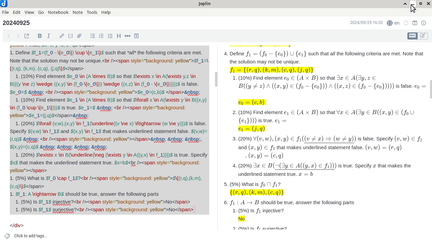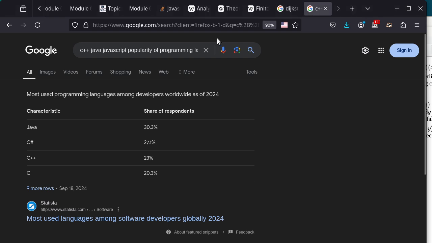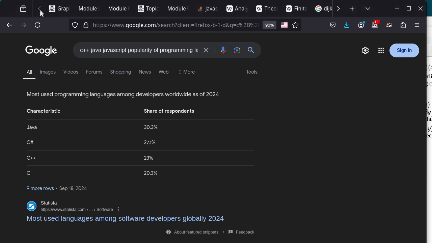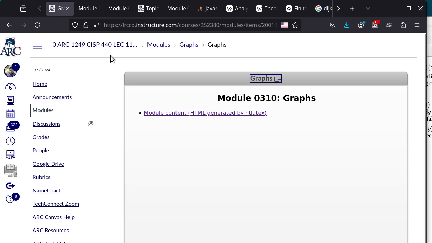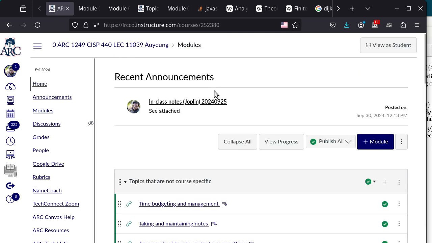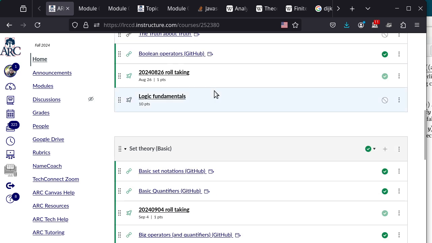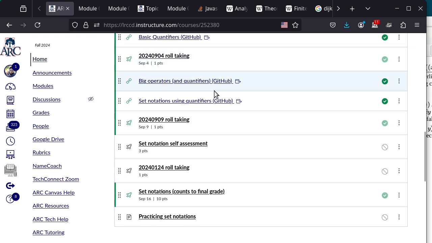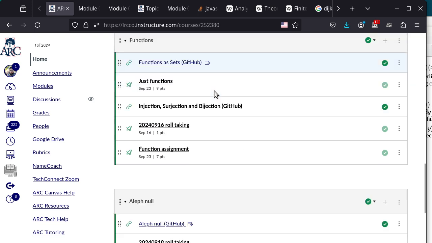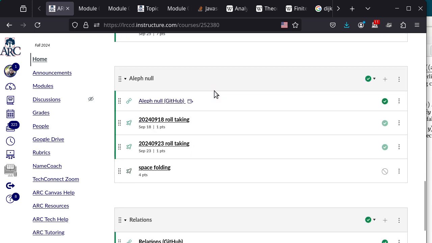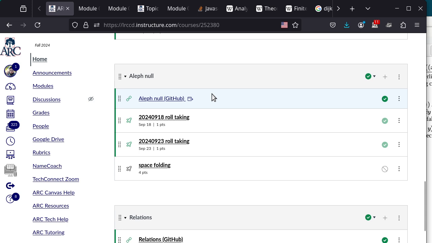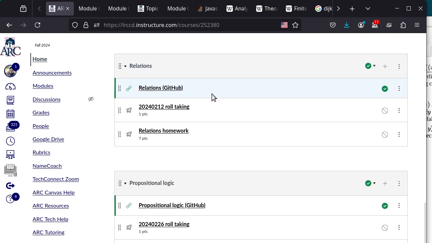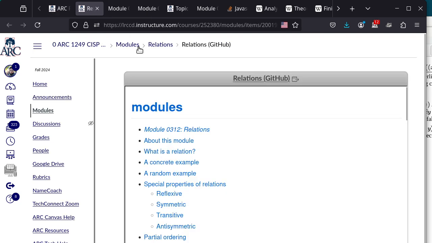So I'm going to hide this for now, and then we'll go to the module. Nope, this is not where we are at. Don't worry, we'll get to it eventually. So what we are doing today is continuing with relations. We talked about two last Monday, so we'll go ahead and continue with that discussion.